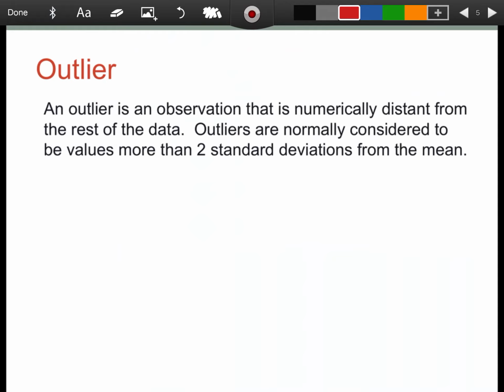All right, so we have a term called outlier. An outlier is an observation that's numerically distant from the rest of the data. In other words, it's pretty far away from everything else in the data set. So outliers are normally considered to be values that are more than 2 standard deviations from the mean.